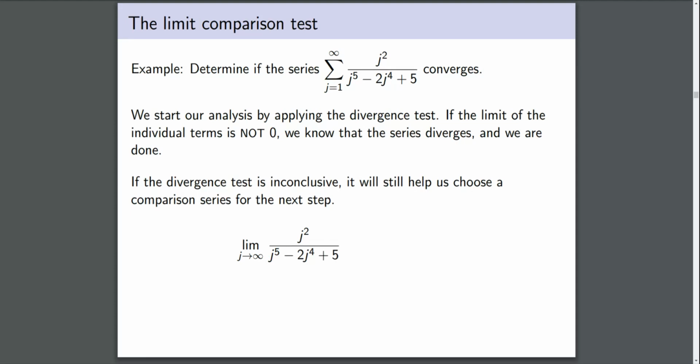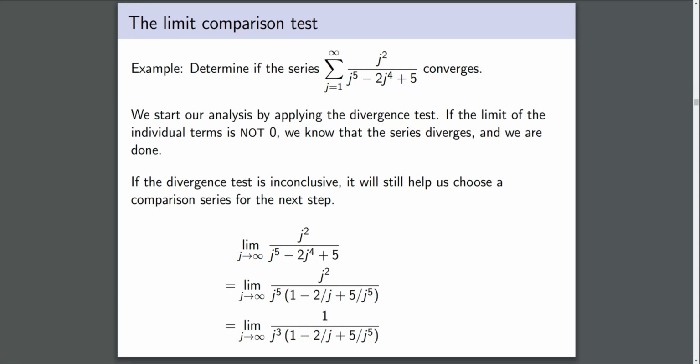Here's the limit that we need for the divergence test, the limit of the terms as j goes to infinity. We know that in a problem of this type, we're going to factor out the highest powers. So on the bottom, I factored out j to the 5th. Now I'm going to cancel powers of j on the top and bottom of my fraction. What I'm left with, I can replace some parts of this fraction with 0. Those little pieces with j on the bottom got replaced with 0, giving me a limit of 1 over j cubed. And that too is 0 as j goes to infinity.